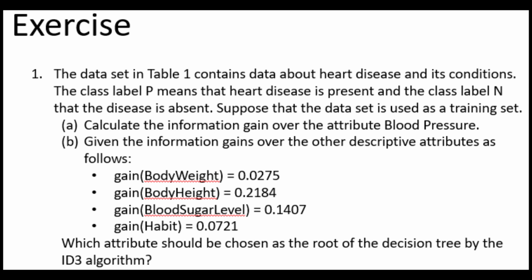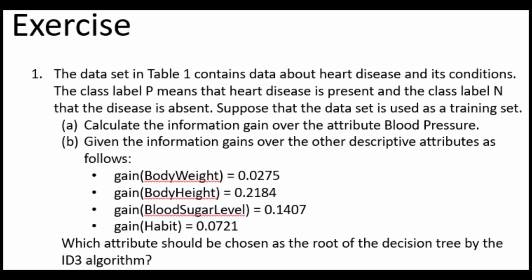So in this assignment, we have a total of 3 sets of questions. Question number 1. The data set in table 1 contains data about heart disease and its conditions. The class label P means that heart disease is present and the class label N that the disease is absent. Suppose that the data set is used as a training set. A. Calculate the information gain over the attribute blood pressure. B. Given the information gains over the other descriptive attributes as follows.